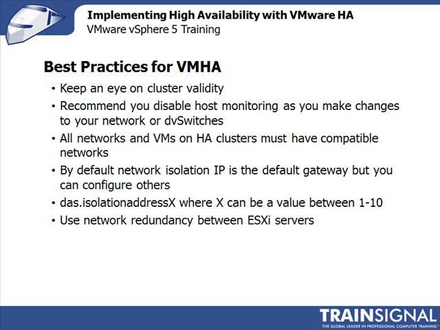This just means make sure that all the ESXi hosts in the cluster have access to all the VM networks. By default, the network isolation IP is the default gateway. That's what I've been telling you. But I'm going to show you as we get into the GUI how you can configure a different IP address by using the advanced values in here.